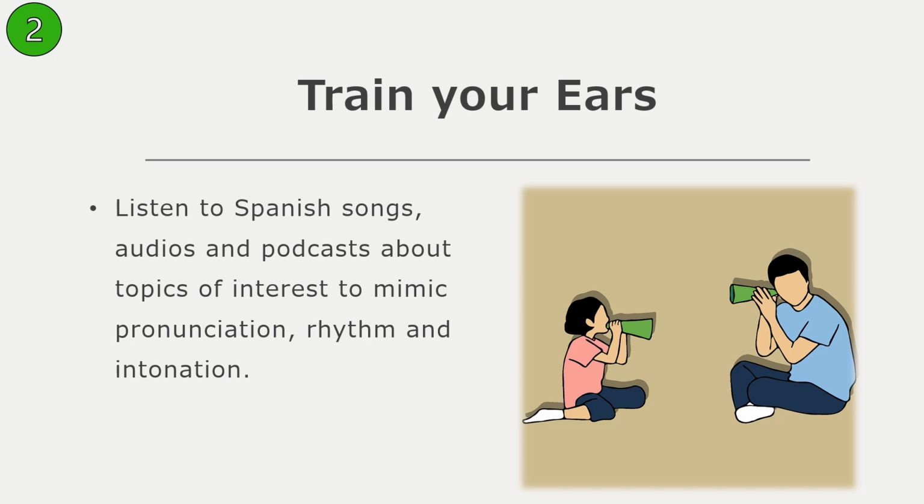Tip number 2. Train your ears. Listen to Spanish songs, audios, and podcasts about topics of interest to mimic pronunciation, rhythm, and intonation. Now, students, in doing this, you will get accustomed to the different Spanish accents and increase your ability to understand what you hear and communicate effectively. Now, let us move on to the other tip.